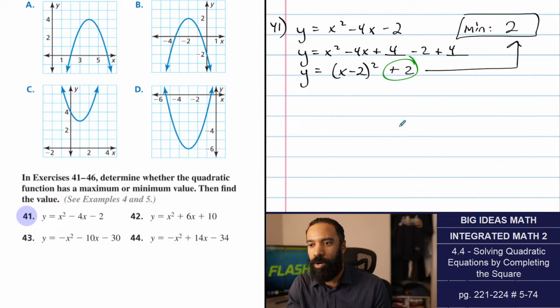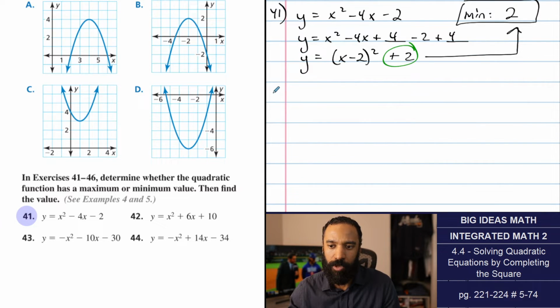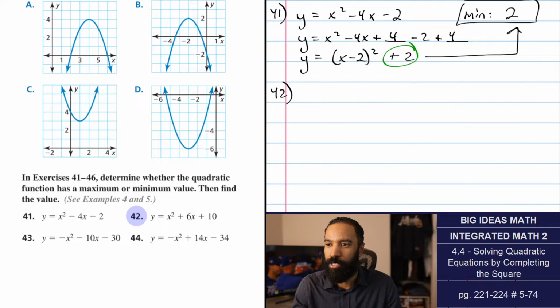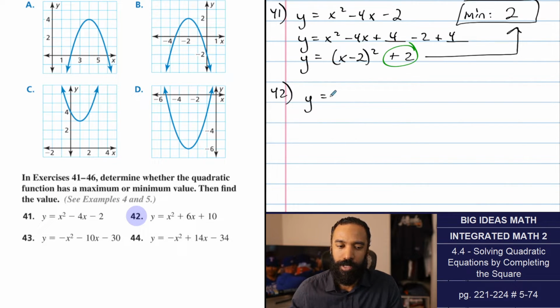But I think it's worth just writing vertex form out. It's something where you probably got to get the practice in as well. Factoring these things down, we got to solve those ultimately. But I'm going to keep pointing that out if I can. Number 42, we have y equals x squared plus 6x plus 10.